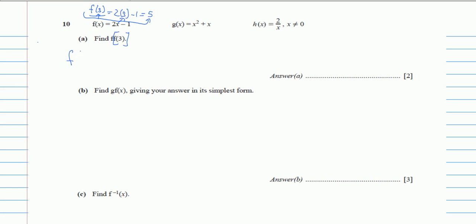So f of f of 3 is equal to 2x minus 1. Now x will be replaced with f of 3, and f of 3 we already found is 5. The rest is exactly the same thing, minus 1. So 2 times 5 is 10, 10 minus 1 is 9, and this part is done. Part B, find g of f of x.